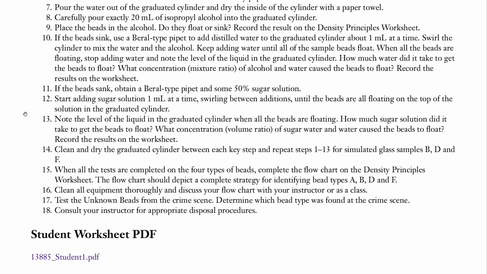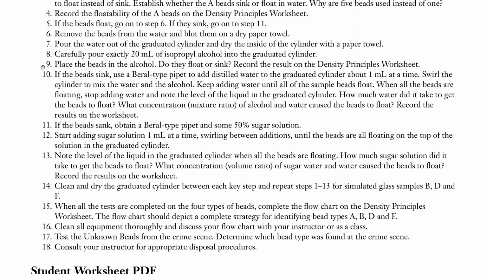All right. Now, if it had sunk, we're going to go back to 6. If it had floated, we're going to remove the beads from the water and blot them on a dry paper towel. Pour the water out of the graduated cylinder and dry the inside of the cylinder with a paper towel. Carefully pour exactly 20 milliliters of isopropyl alcohol into the graduated cylinder. So we're going to start with a very low density. Place the beads in the alcohol and hopefully they're going to sink.